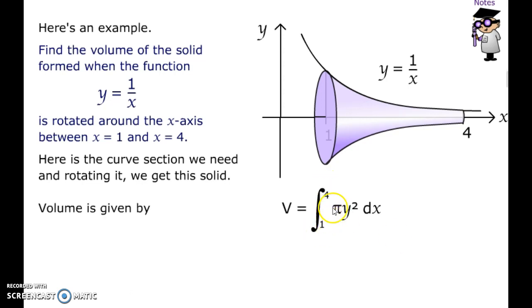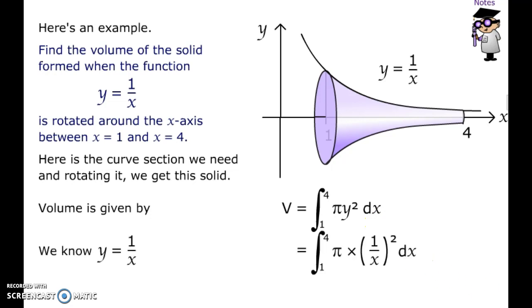From 1 to 4, pi times y squared dx. Now remember, in area we don't take the square, because in area there are two parameters, length and width, but here there are three: area times thickness. So remember this. y equals 1 over x, so substitute here. You can take pi outside because pi is a constant. So the integral of 1 over x squared dx, and remember to take the limits from 1 to 4.